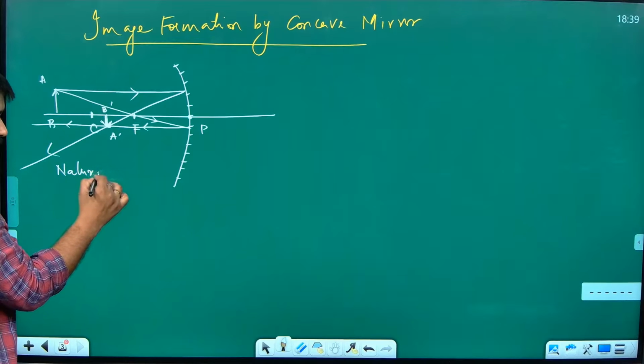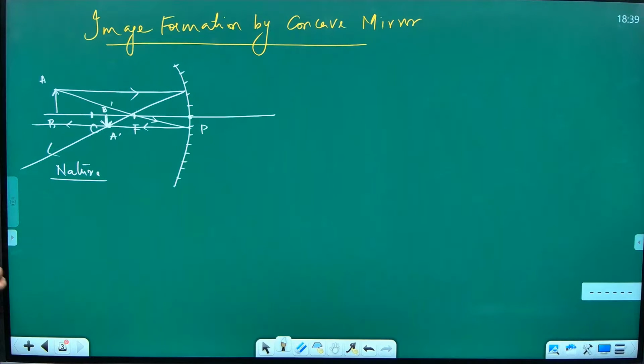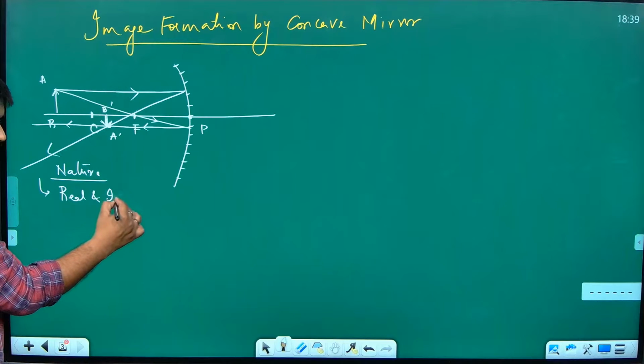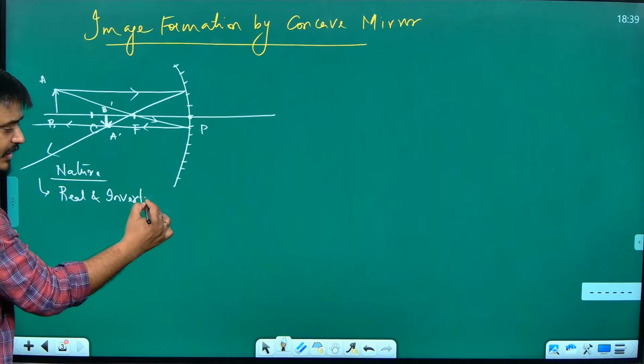There are three ways of writing the nature. First, you should write whether it is a real image or a virtual image. Real image is what? Real intersection of rays. Here it is real only. So it will be real and it is inverted. So first I am writing its nature: it is real and inverted.